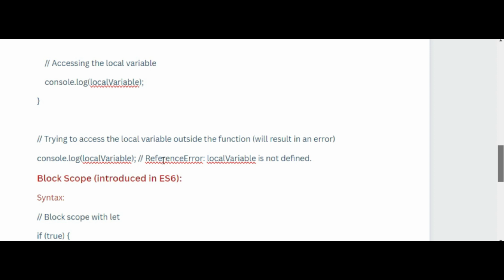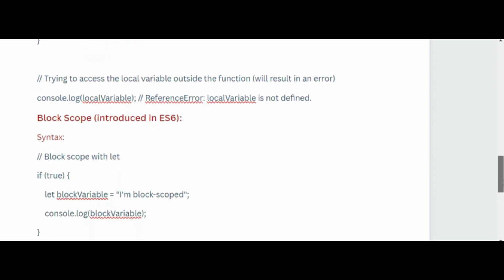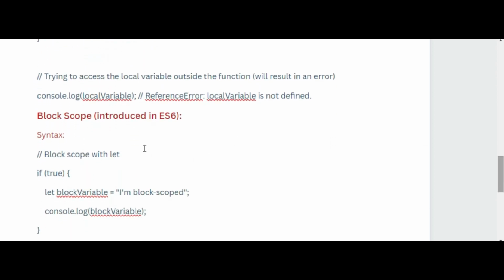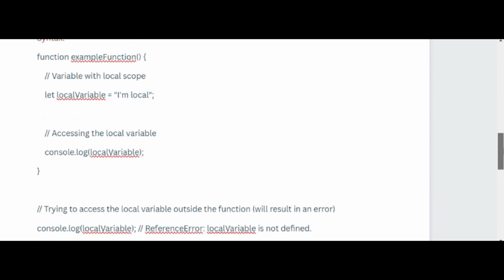console.log(localVariable) gives a reference error, this is in the comment section. What about the local variable in the console? It gives a reference error, the local variable is not defined, right? So everything I wrote in the comment section is what is in the code in the syntax. Okay, so what is the block scope, right? So I will explain the first syntax, the syntax which I told you about local scope, I will explain to you all.